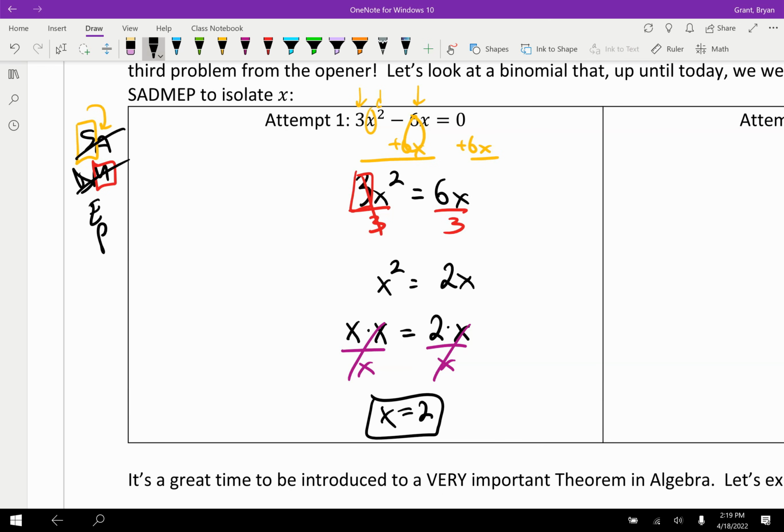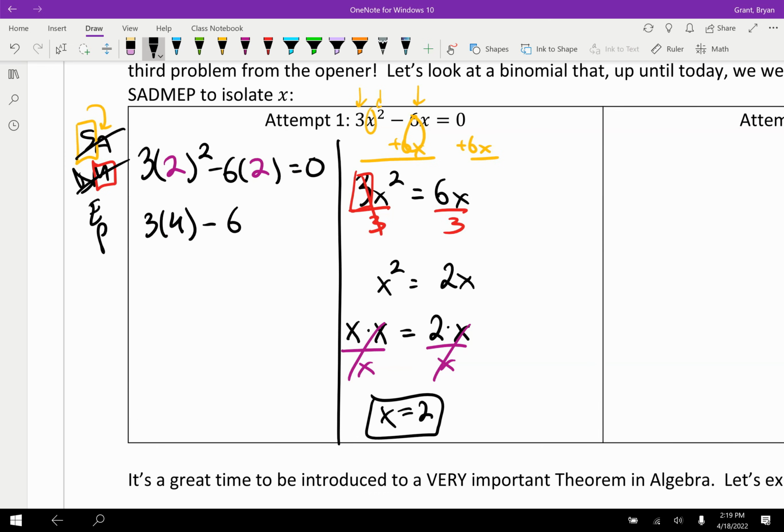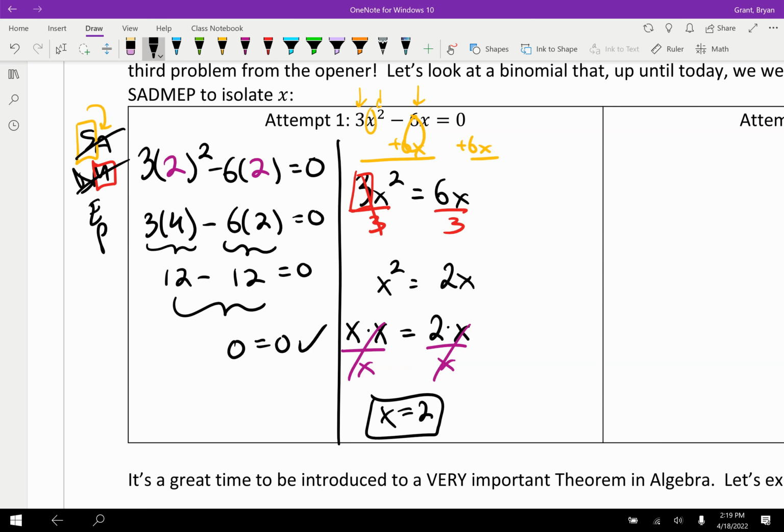Okay? And in fact, if you check x equals 2, 3 times 2 squared minus 6 times 2 equals 0. I'm going to check that 2 right here. We're going to follow PEMDAS, which says do the exponent first. That's 4. Then we do the multiplication. 12 minus 12. 12 minus 12 does equal 0. 0 equals 0. So it seems like that PEMDAS, or SADMAP in this case, actually got us the right answer.